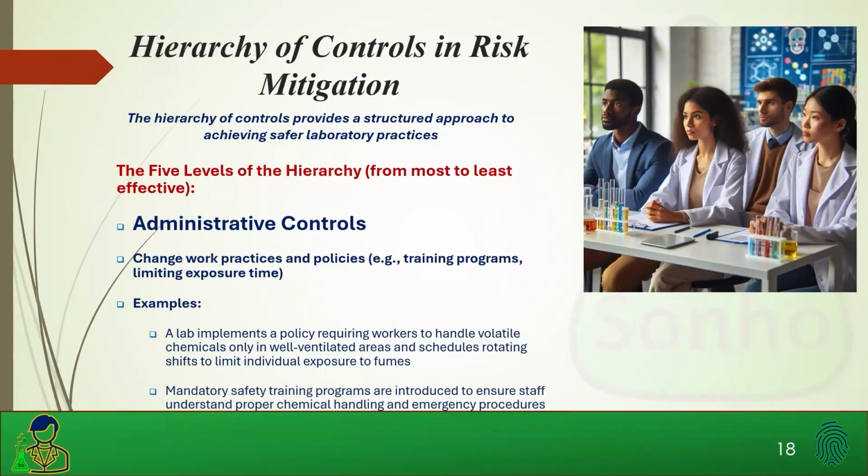Or mandatory safety training programs are introduced to ensure staff understand proper chemical handling and emergency procedures. If the chemicals cannot be avoided, then administrative controls can help ensure that the staff have proper training and proper opportunity to receive training to handle these chemicals and to help reduce the risk involved with them. The more they know, the more they understand, the better it is, and the more likely they are to not be exposed.